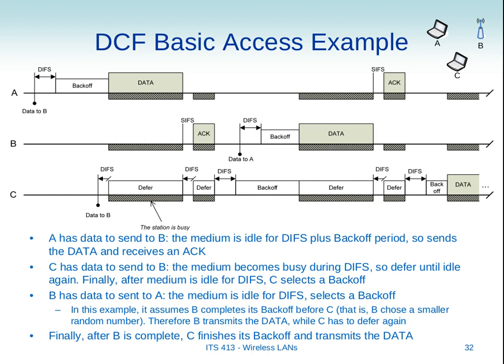Let's come back to B. What happens from B's perspective? At time 1250, the medium becomes idle again. So it goes back to step one: wait for the DCF interframe space. So it starts waiting for DIFS here. DIFS needs to go for 50 microseconds, but it's going to be interrupted again.